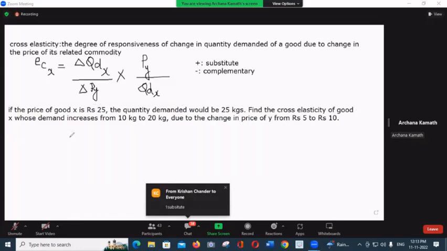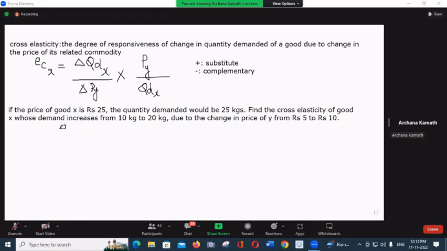Okay. Here, cross elasticity of X, right? Cross elasticity of X. The quantity of X changed from 10 kg to 20 kg. So there is a positive movement of change in quantity with respect to change in price of Y. Y has increased from 5 to 10.